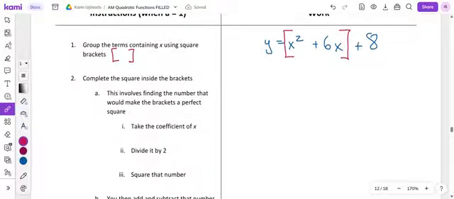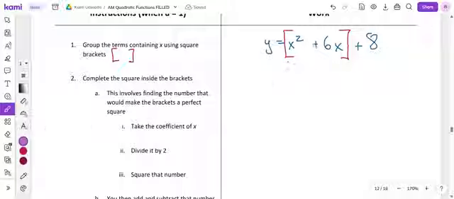Step 2, this is the ugly, confusing part. I'll choose a nice color for it, purple. Complete the square inside the bracket. So inside this bracket, we have to do some work. This involves finding the number that would make this binomial a perfect square trinomial. So let me show you, bear with me.